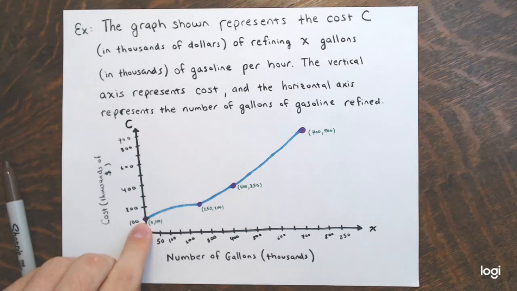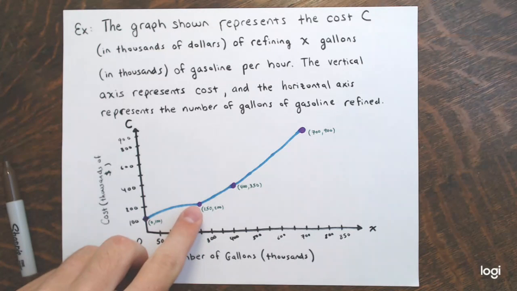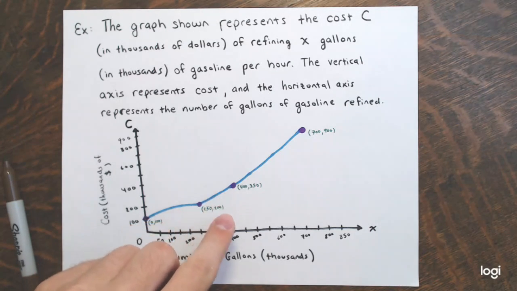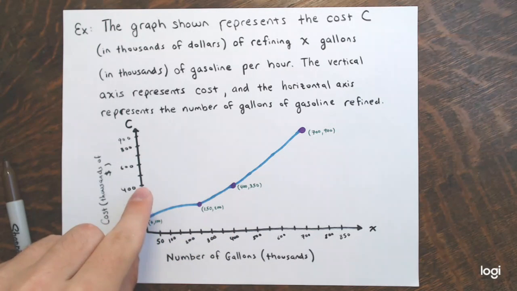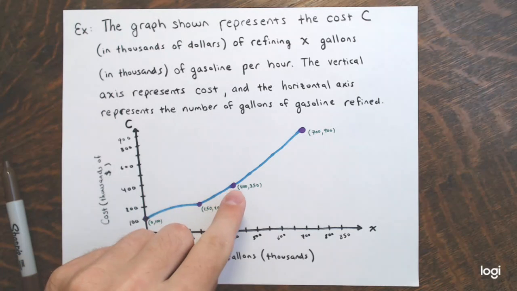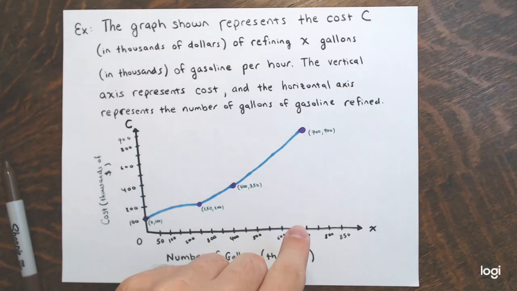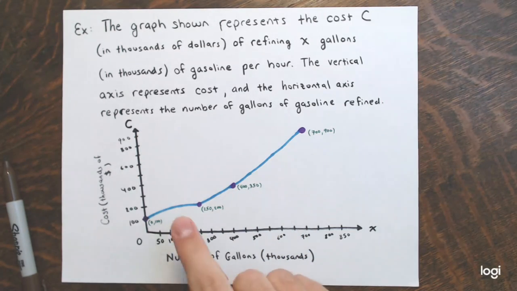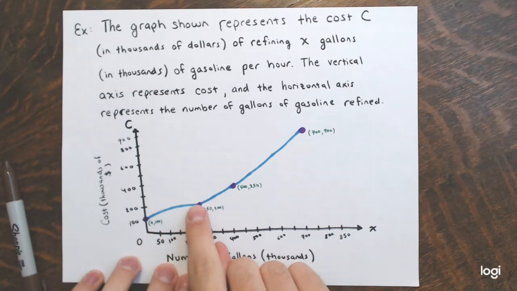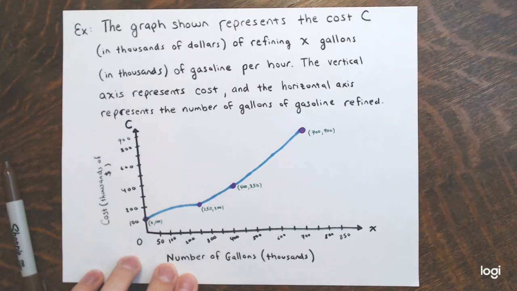So I've got the point here, (0, 100) labeled. 250 for the horizontal, 200 for the vertical. That point, 400 for the horizontal, 350, halfway between 300 and 400, for the vertical. And then this point up here, 700 for the horizontal, and in line with 900 for the vertical. And then there's infinitely many other points.